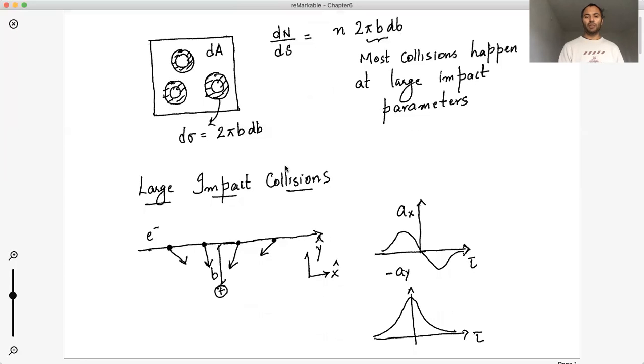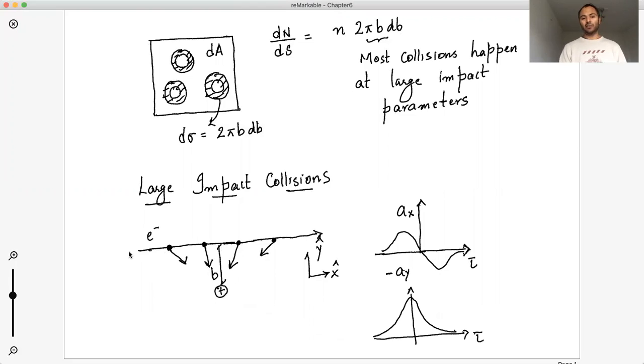So what kind of simplifying assumptions can we make? Well, let's just qualitatively look at the trajectory of an electron which is passing by a proton, okay? And its closest approach is at a distance b from the proton. Now, the Coulomb force which the electron is going to experience is shown by these arrows here.